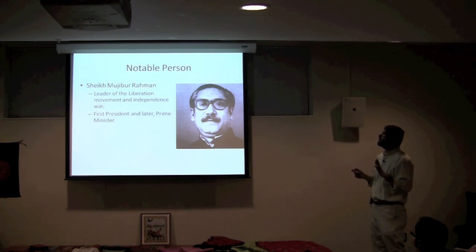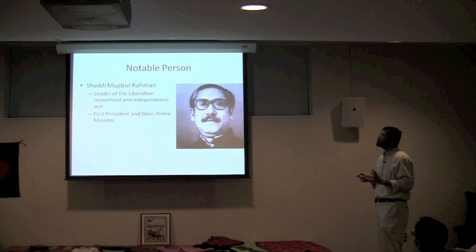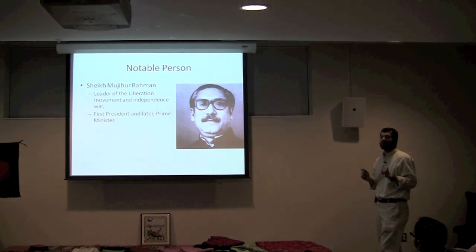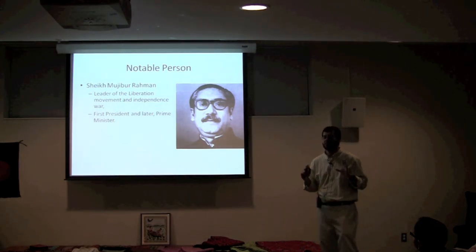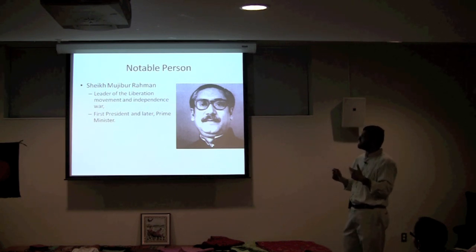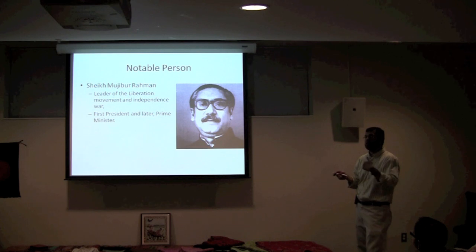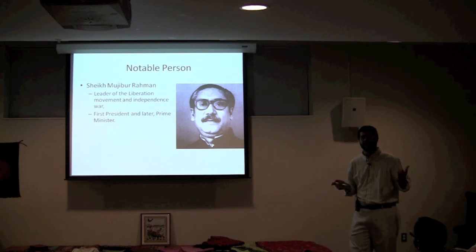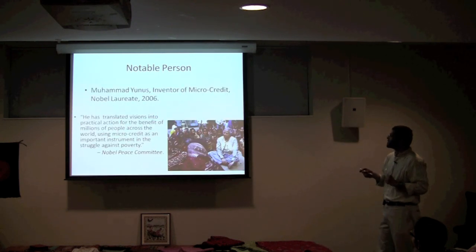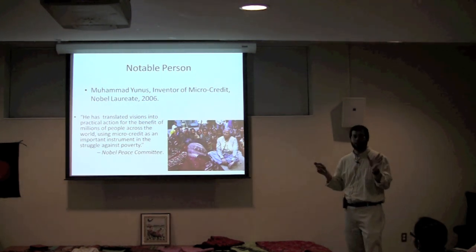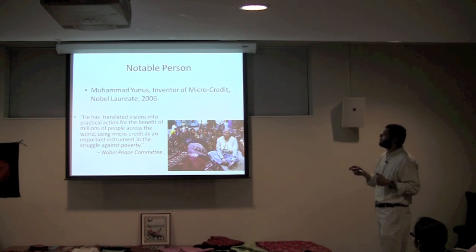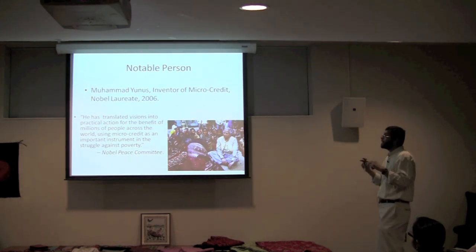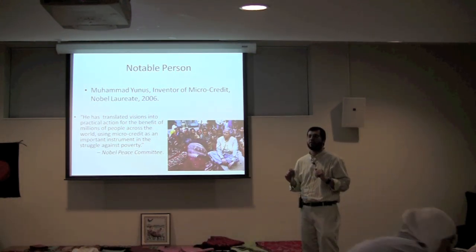Okay, so now I'd like to go on and talk about some of the notable people of the country. Sheikh Mujibur Rahman is considered the father of the nation, and he was the leader of the independence struggle in 1971. He later became the first president and later prime minister of Bangladesh. And I'd like to mention the current prime minister, Sheikh Hasina, is his daughter. Another notable person, and I'm sure many of you in the room are aware of him, is Muhammad Yunus. He received the Nobel Prize for his invention of microcredit.